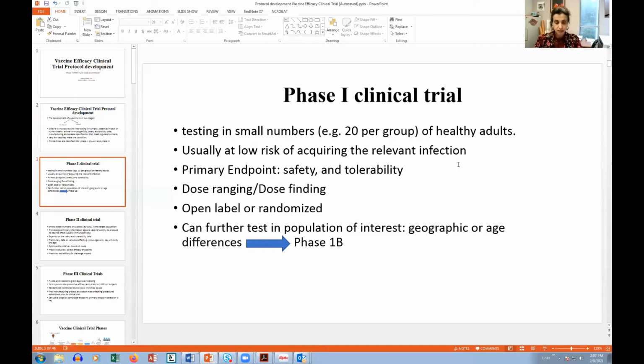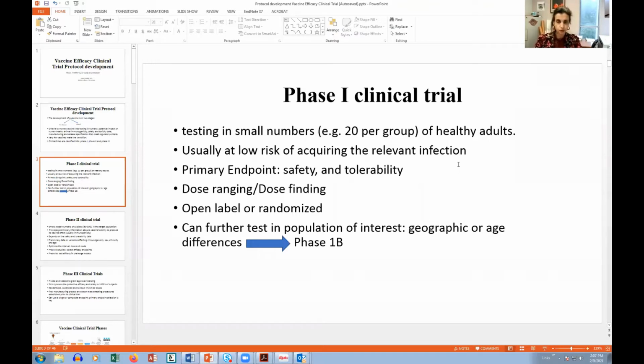And these adults are usually at low risk of acquiring the infection of interest, because it is unclear whether if we give the vaccine to these individuals, whether they develop worse outcome when exposed, and that has happened a few times in the past.